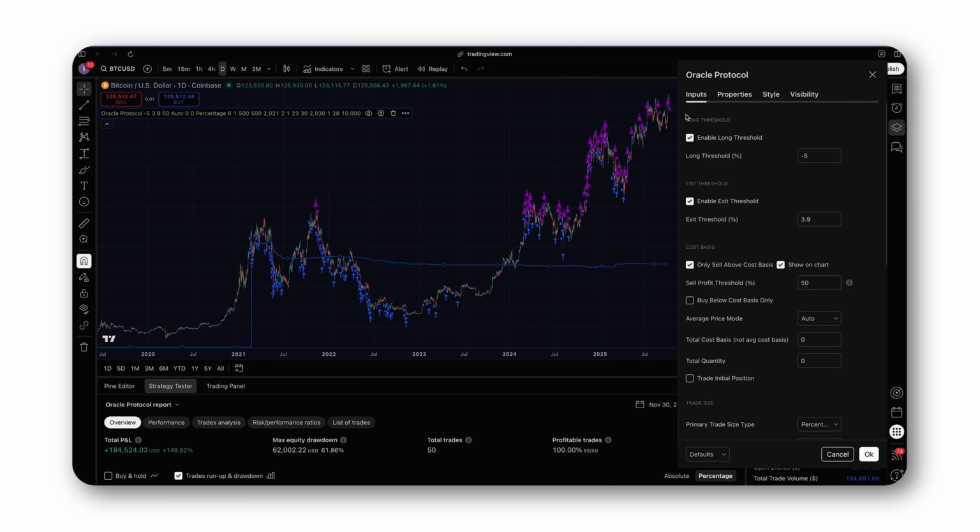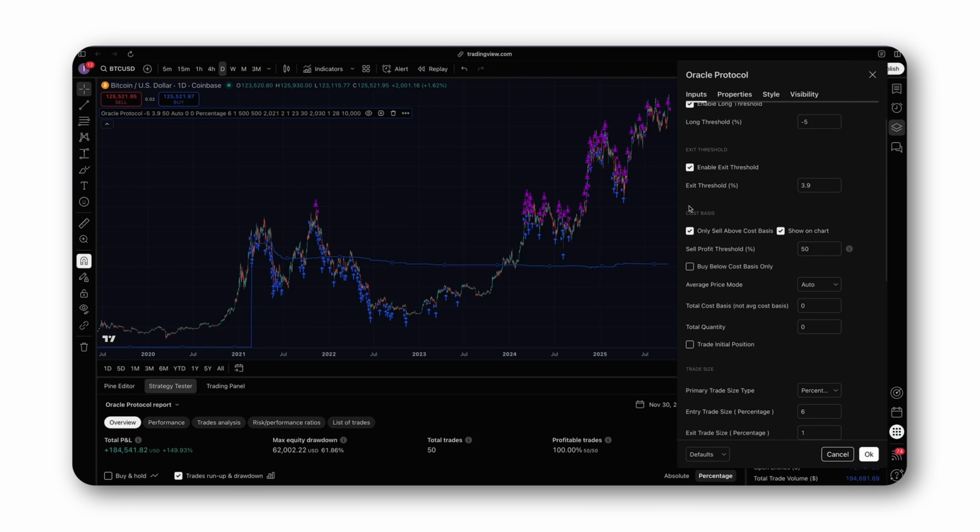To start with, for those that have used the arbitrage algorithm, you'll see a very familiar setting up here. This is our long and exit thresholds. For this example, we've set the long threshold to -5% and the exit threshold to 3.9%. For those new, what that means is on any candle that closes down -5% or greater, we're going to buy. And for any candle that closes up 3.9% or greater, we're going to sell.